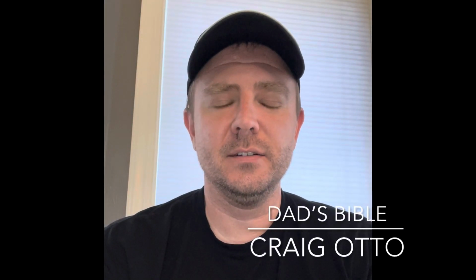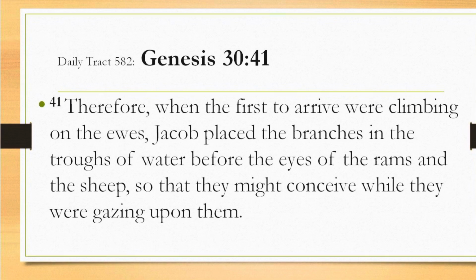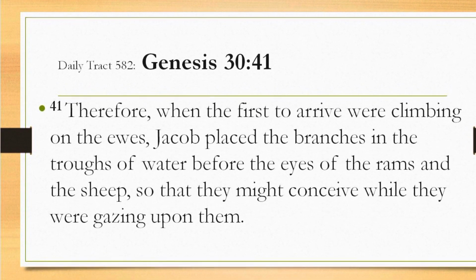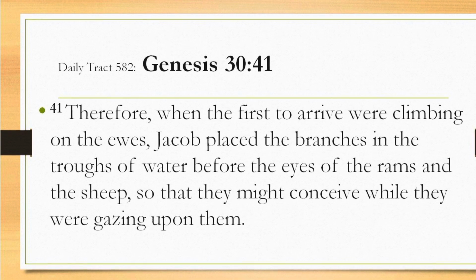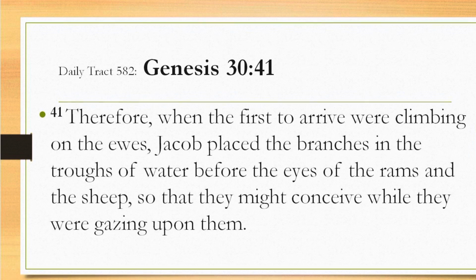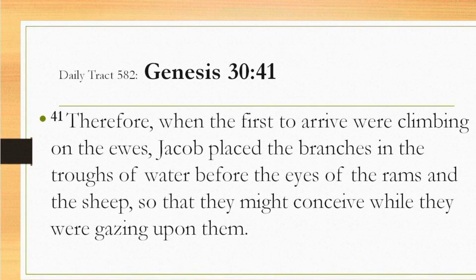Boy, Jacob is still working on his flock, making sure it's separate from Laban's. Let's hear today's tract. Daily Tract 582, Genesis chapter 30, verse 41. Therefore, when the first to arrive were climbing on the ewes, Jacob placed the branches in the troughs of water before the eyes of the rams and the sheep, so that they might conceive while they were gazing upon them.